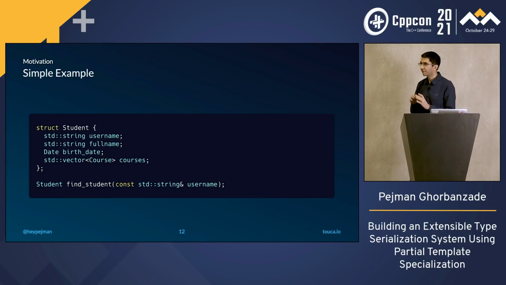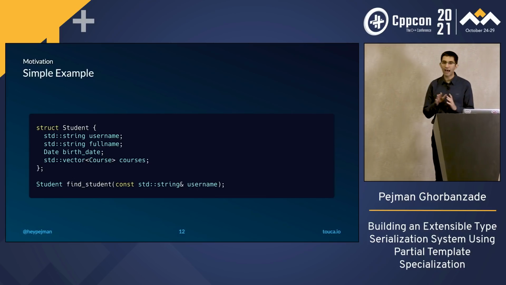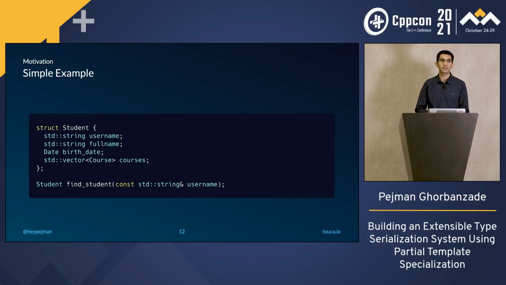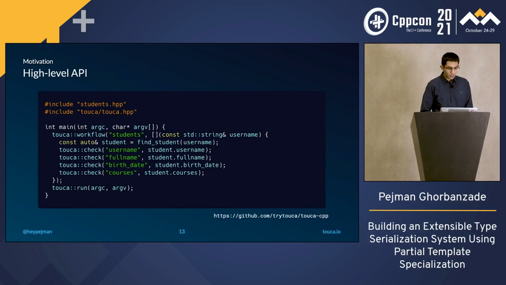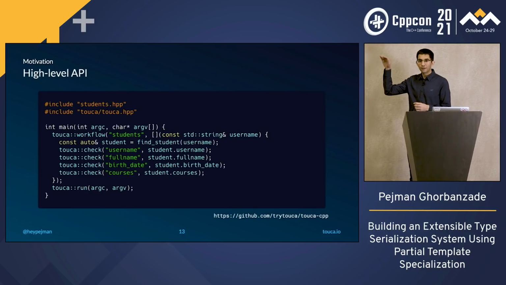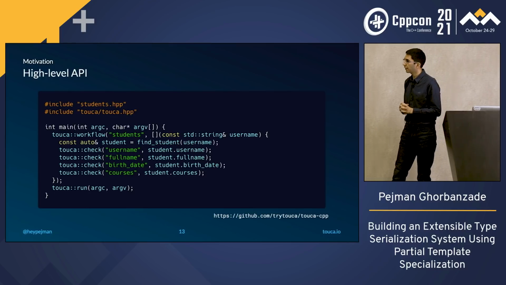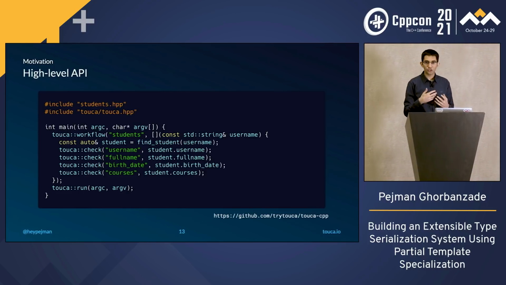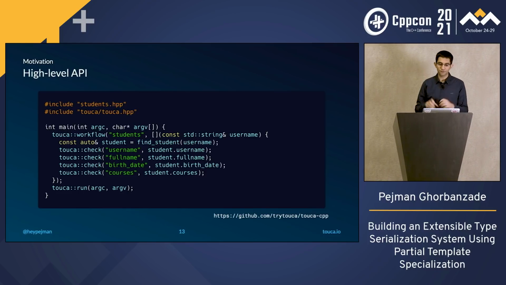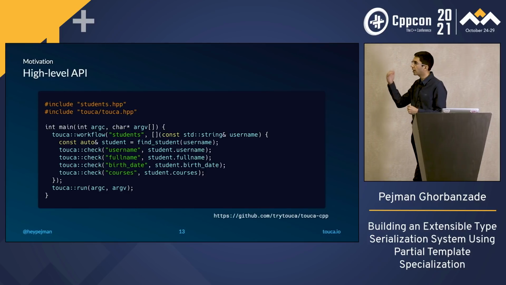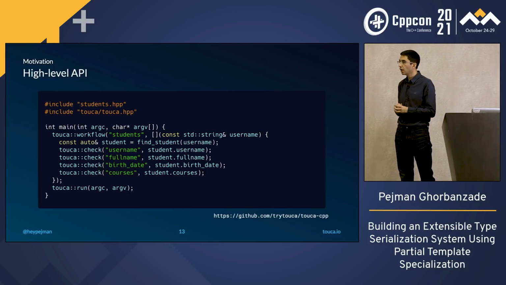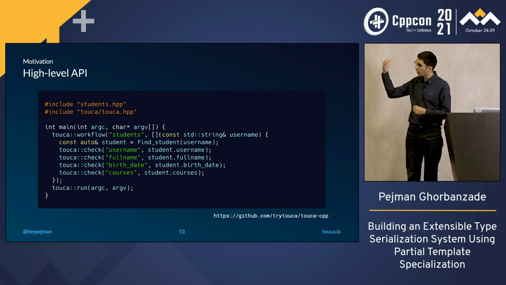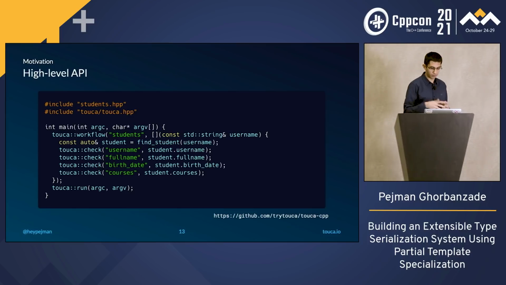So imagine this very simple case where we have a find student function that takes a username and provides some very basic information about them. Now, solution C that I came up with requires writing this code as our test code, where you would create this workflow and then call your code under test, in this case, our find student, with some test case that comes from the outside.